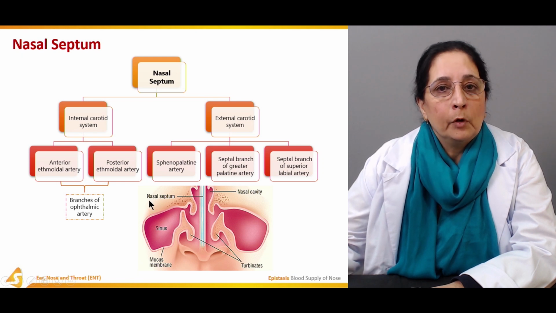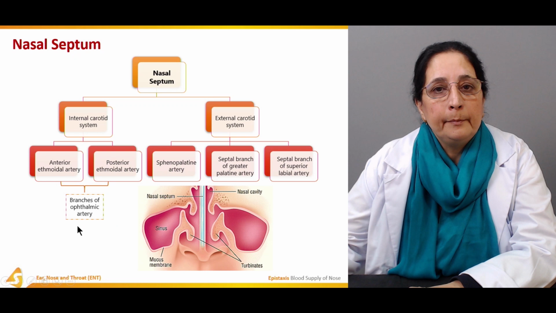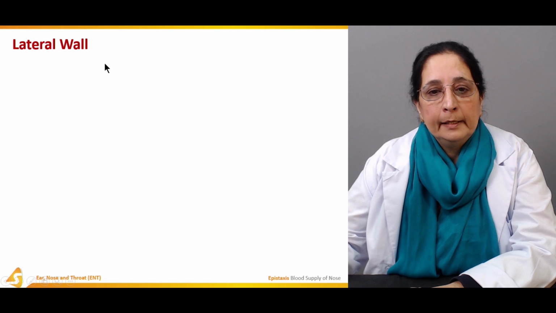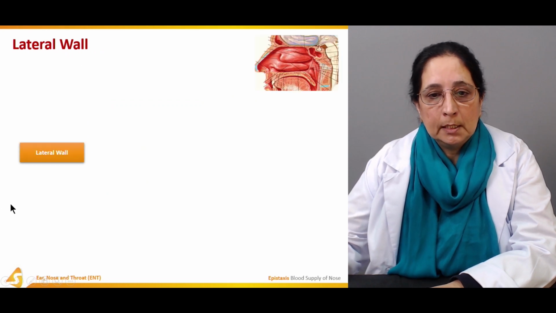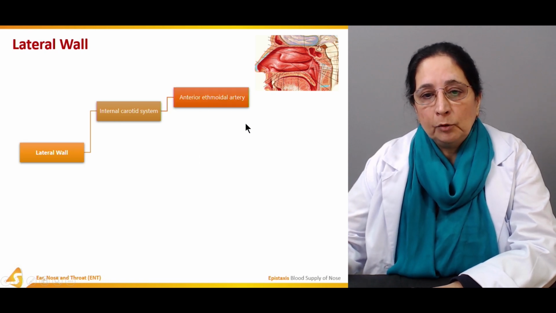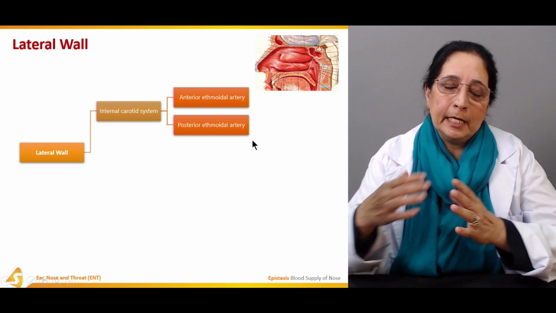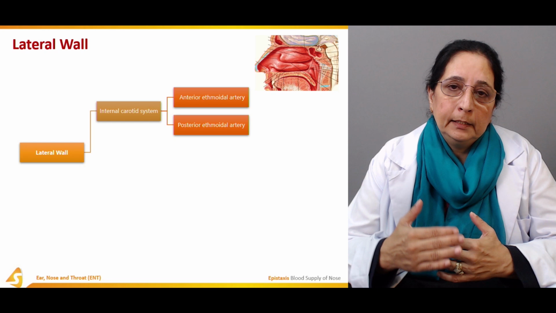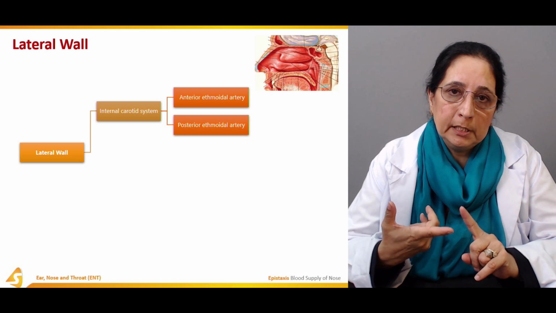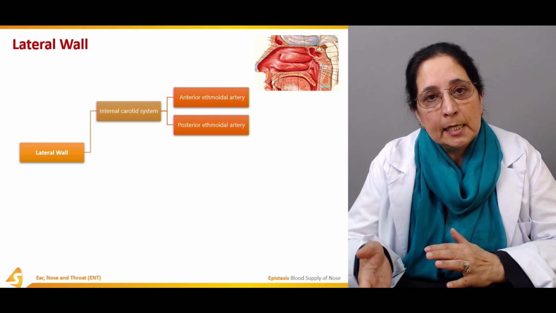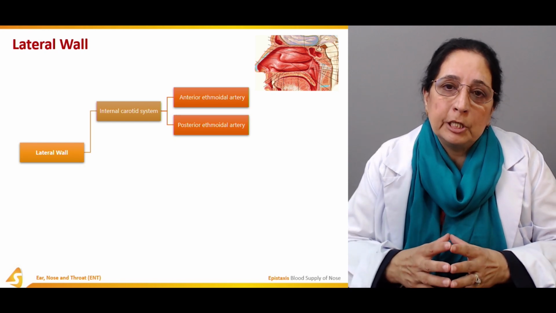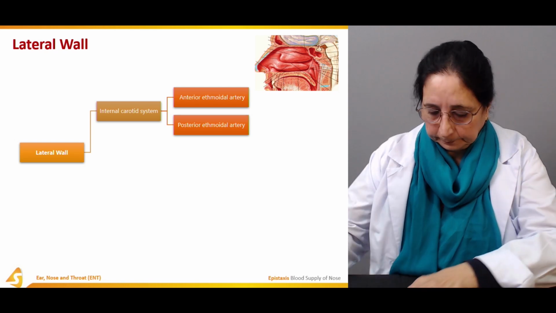Posterior and anterior ethmoidal artery, they are branches of the ophthalmic artery which is supplying to the eyes. Next, the lateral wall of the nose is supplied again by the internal carotid system, which has anterior ethmoidal artery and posterior ethmoidal artery. So same as the nasal septum, the internal carotid system has two branches, anterior ethmoidal and posterior ethmoidal, and they supply to the nasal septum also and to the lateral wall of the nose also.